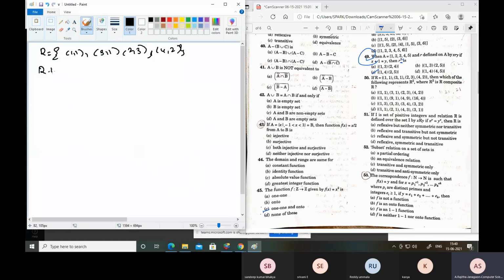That means this one. Okay, now once again you can write R like this: 1 comma 1, 3 comma 1, 2 comma 3, 4 comma 2. Now R square equal to R composition R. That is 1 1 1 1. No, 1 1 is there. Now from 1 1 any ones are there? No. So coming to 3 comma 1, here 1. Now 3 comma 1 1 1. Now 3 comma 1, so there is no 1.